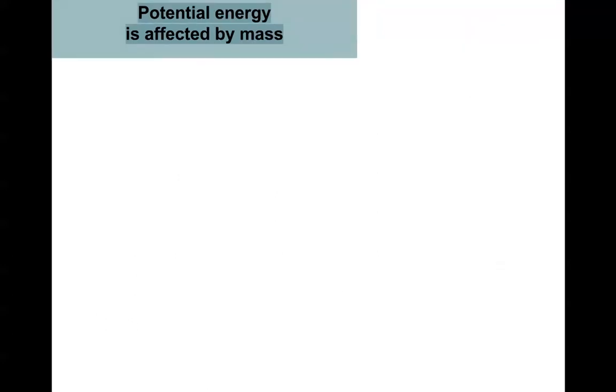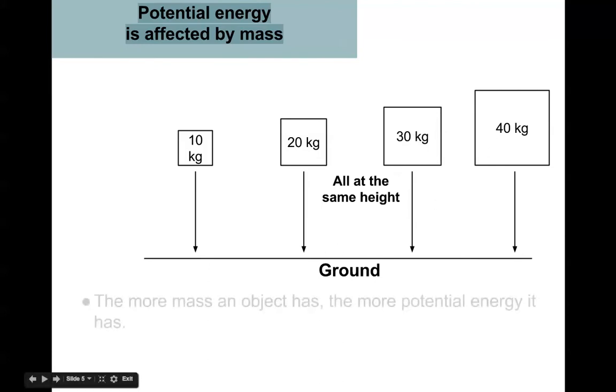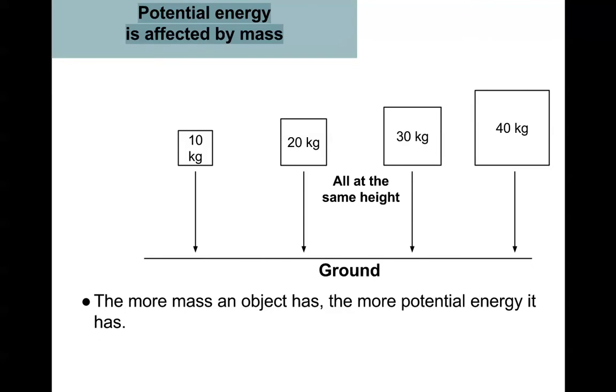Let's say you keep the height the same, so objects are dropped from the same height, but they're different masses. I'm just going to give you an example here. This could be a ping pong ball, this could be a golf ball, this could be a bowling ball, this could be a big huge boulder. So if you think about it from that perspective, the more mass an object has, the more potential energy it has. Drop a ping pong ball on your head, no big deal. Drop a golf ball, ooh, that hurt a little bit. We're not going to drop a bowling ball on your head, but you get the idea.